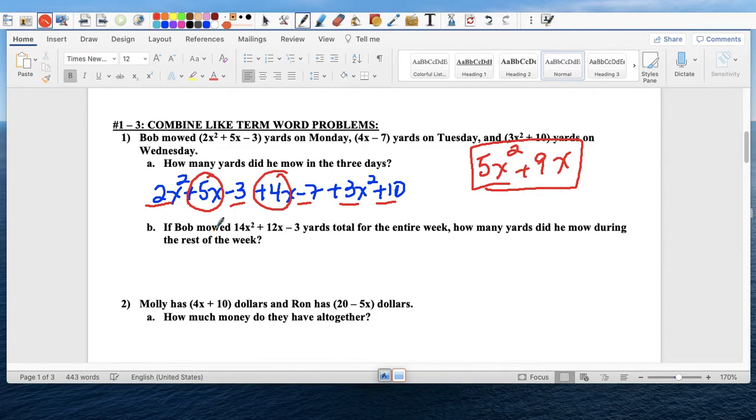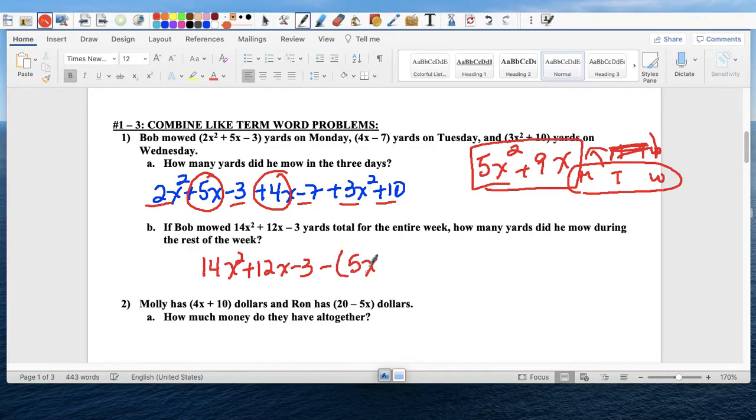If he mowed 14x squared plus 12x minus 3 for the whole week, how many yards did he mow the rest of the week? Well, I know that on Monday, Tuesday, Wednesday, so I'm going to write Monday, Tuesday, Wednesday. So Monday and Tuesday and Wednesday, that's this amount. So the whole week, he ended up mowing this much. And I know that on Monday, Tuesday, and Wednesday, he mowed this amount because I just found that. So how much did he mow on Thursday and Friday? I guess that's the question.